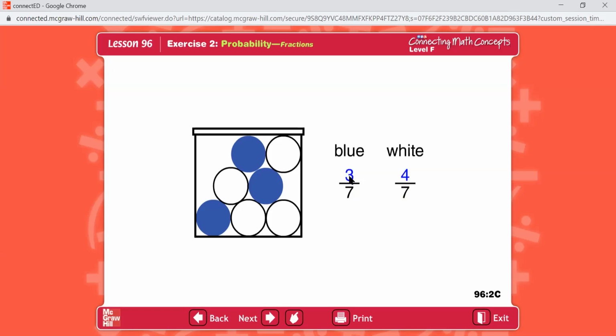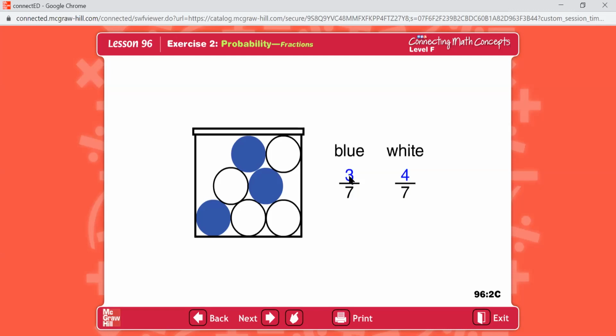Problem B. There are 9 marbles in box B. Some of them are black. Write the probability fraction for pulling a black marble from box B. And write the probability for pulling a white marble from box B. Pause the video now to solve.